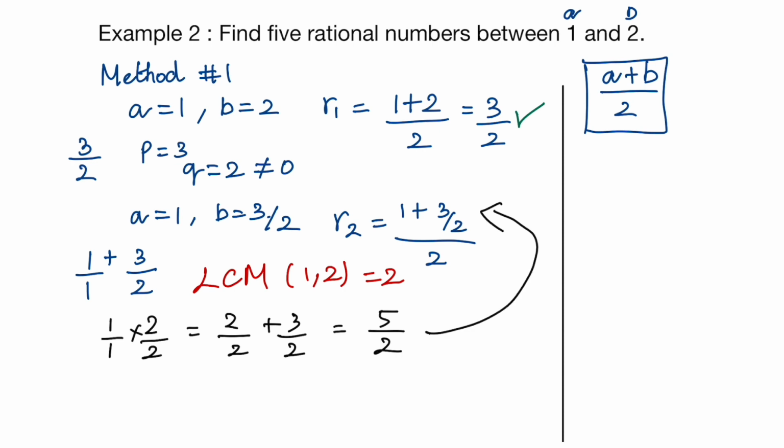Now 5 divided by 2 is just the numerator here. We have found 1 plus 3 by 2, but to find R2 you have to again divide it by 2. So R2 is equal to 5 divided by 2 divided by 2. This might seem like a complicated number, but it's quite easy. 5 divided by 2 is a fraction already, and you are going to divide it again by 2. So how do you represent this?